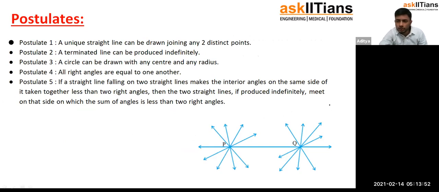So some of these postulates, what are they saying? A unique straight line can be drawn joining any two distinct points. So what we are saying here is that let us say there are two distinct points given in any plane. Then there exists a unique line. Unique means only one line which can be drawn joining these two points. So only one single line can be drawn which joins these two points. Okay, so this is the first postulate.